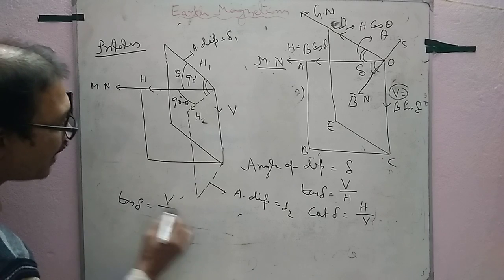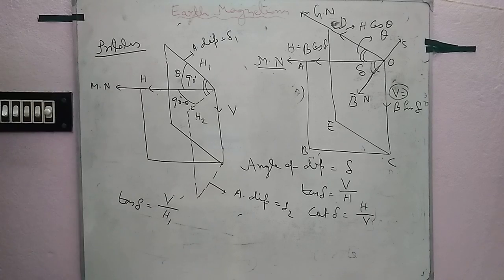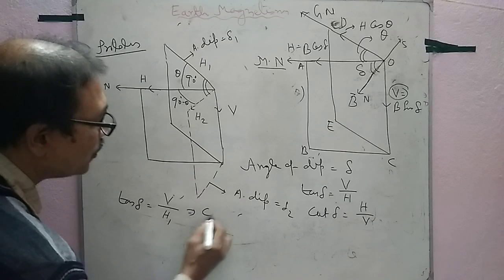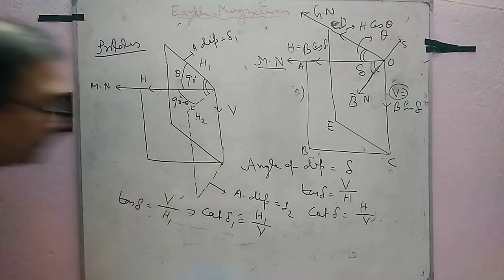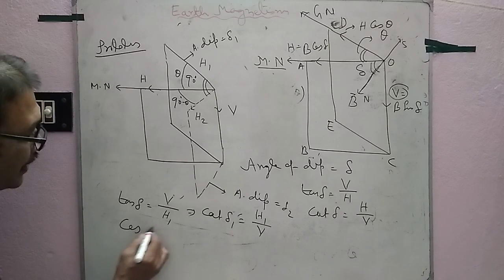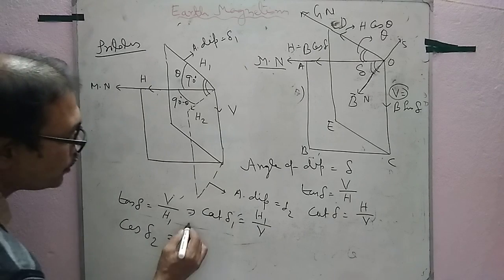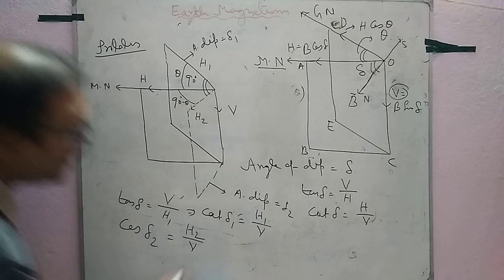sigma equal to V by H1. That is cot sigma 1 equal to H1 by V. Similarly, in the second plate, cot sigma 2 equal to H2 by V.